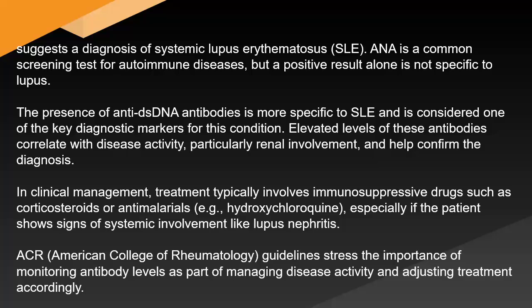In clinical management, treatment typically involves immunosuppressive drugs such as corticosteroids or antimalarials, like hydroxychloroquine, especially if the patient shows signs of systemic involvement like lupus nephritis. ACR, American College of Rheumatology, guidelines stress the importance of monitoring antibody levels as part of managing disease activity and adjusting treatment accordingly.